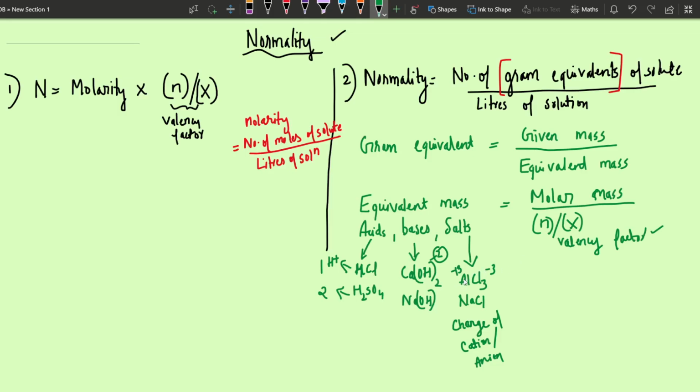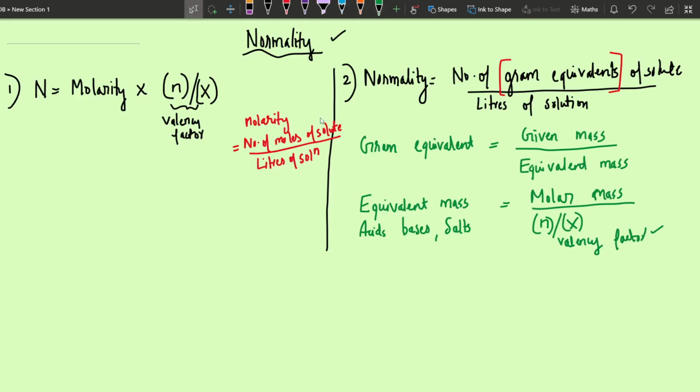You can take that either from aluminium, which is 3, or from chlorine. One chlorine is -1, so three chloride anions give a -3 charge. That 3 is the valency factor. For NaCl, it is 1 because it is +1 here and -1 here. So it's the charge of either the cation or the anion, and the valency factor is 1. This is how we find out the valency factor.